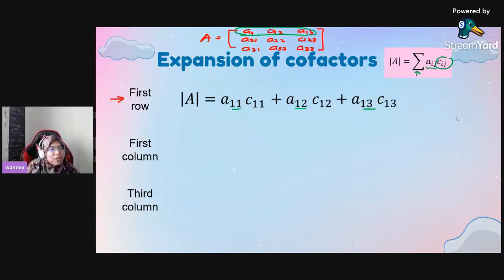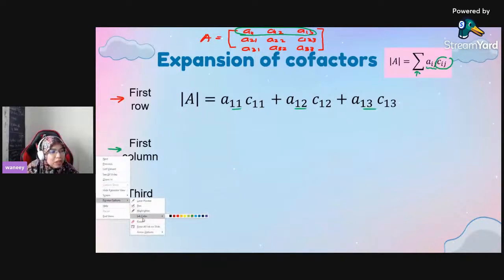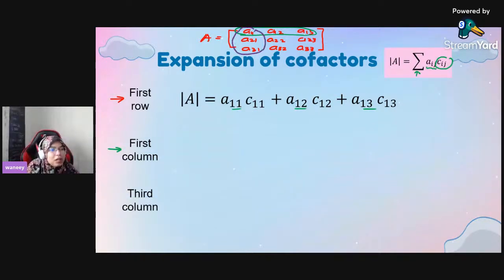What if I want to choose the first column? Let us refer to A and see what the values for the first column are. The first column is this one over here: A11, A21, A31. So write down the formula using A11, A21, A31.